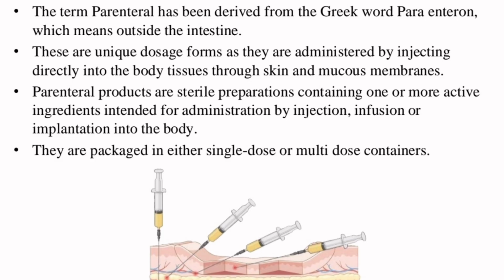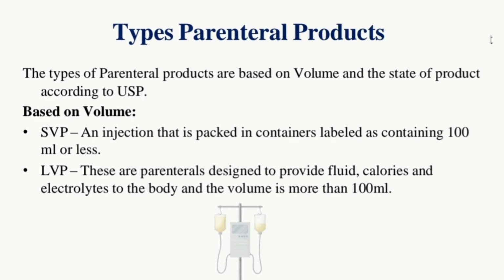They are packaged in either single dose or multi dose containers. These parenteral products are sterile preparations and they are directly injected into the body. Types of parenteral products: the types are based on the volume and the state of the product according to the USP. Some products are in the form of liquid, and some are in the form of powders. So there are various types of parenteral products.